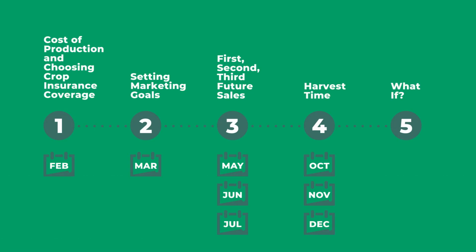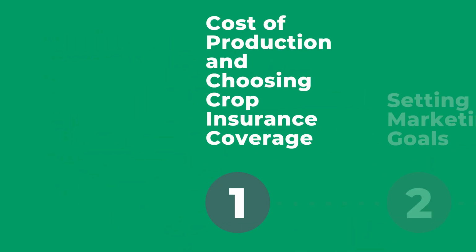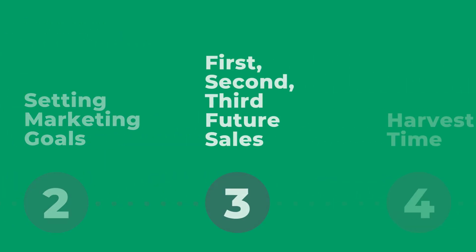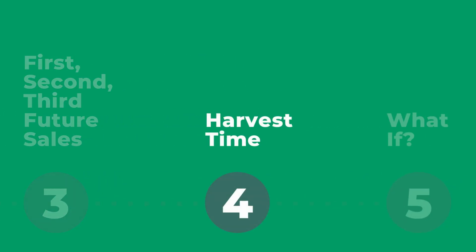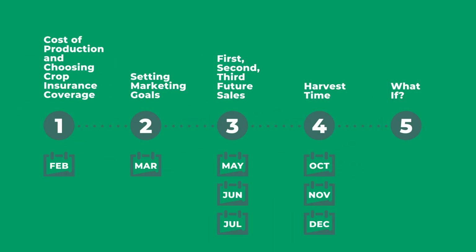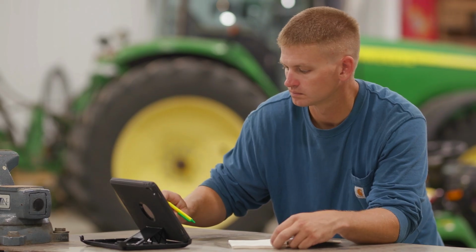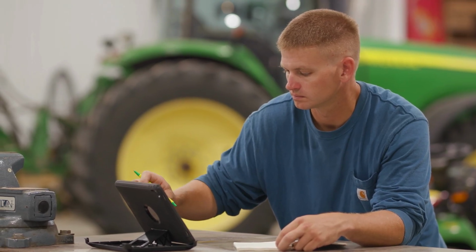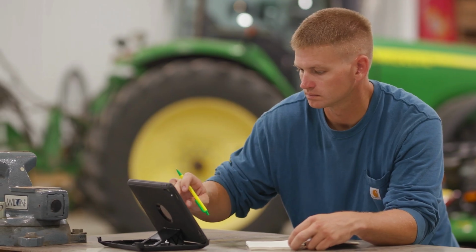We'll start with calculating your cost of production and choosing crop insurance coverage. Then using that information to set your marketing goals, calculating scenarios for first, second, and third future sales using forward pricing, looking at how these decisions net out at harvest and the potential impact of making no forward sales. Let's work through a simple example, step by step, to demonstrate how crop insurance can be used as a marketing tool to forward contract your grain at the best possible price.